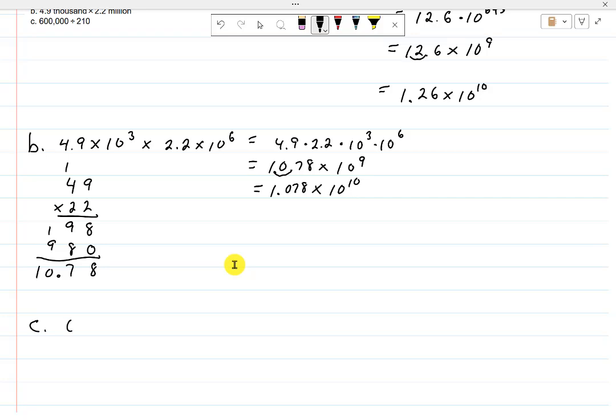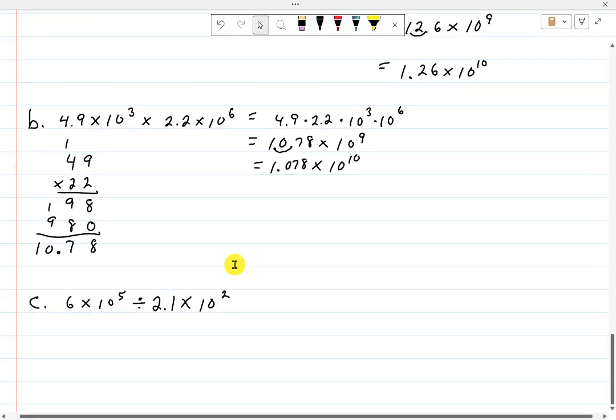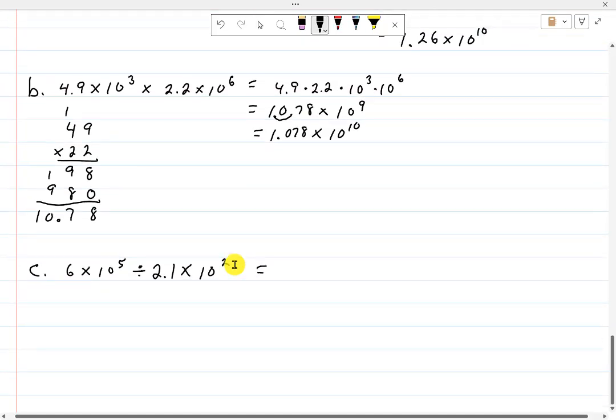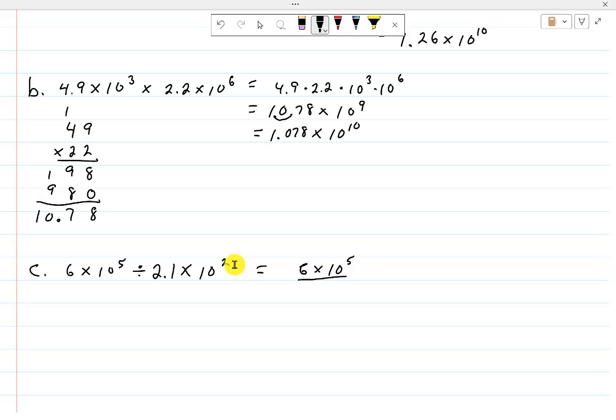Part C, we have 600,000, so I have 6 times 10 to the 5th divided by 2.1 times 10 to the 2nd. Let me go over here with it. 6 times 10 to the 5th divided by 2.1 times 10 to the 2nd. Now I use the rule of exponents here where I'll change that 5 to a 3. And then the 6 divided by 2.1, I'm going to really estimate that. I'm not going to put a lot of effort into it.